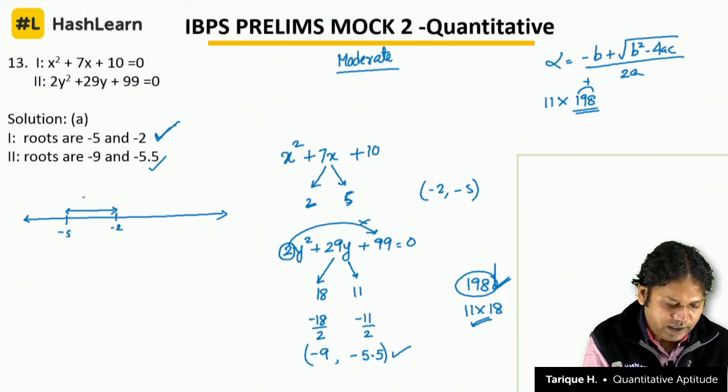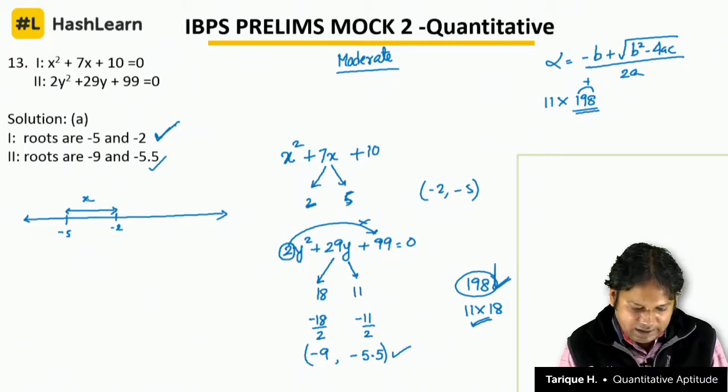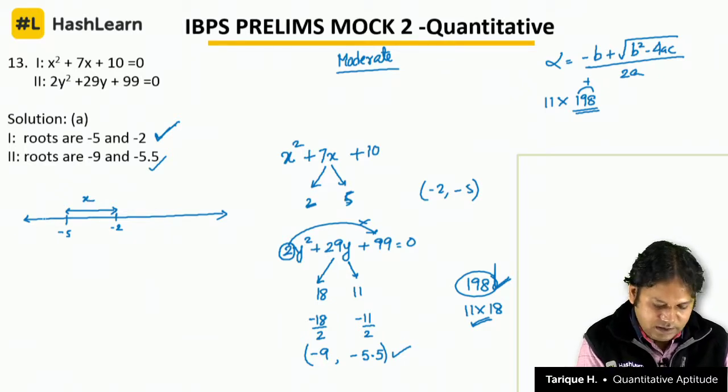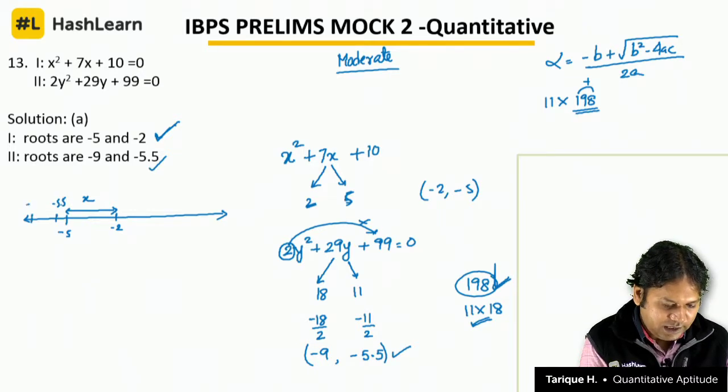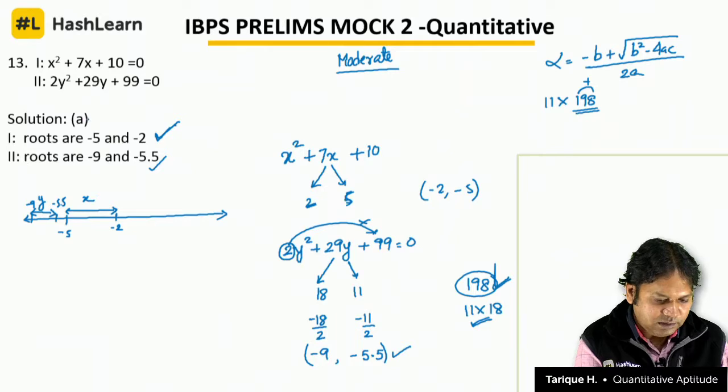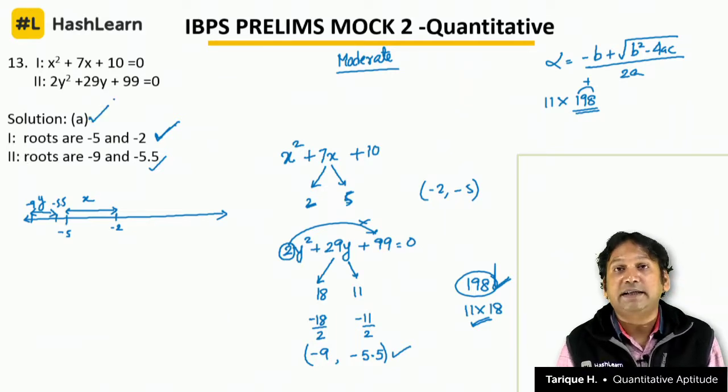This is your x range. Now minus 9 is this side, minus 5.5 and minus 9, this is the y range. Now both values of y are less than values of x. So the answer becomes A, that is x is greater than y.